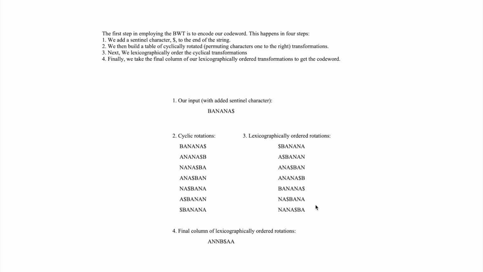Next, we lexicographically order these rotations. In other words, alphabetically sort them. That's step 3. Finally, we take the last character of each of the lexicographically ordered strings. This is our code word, ANBA.